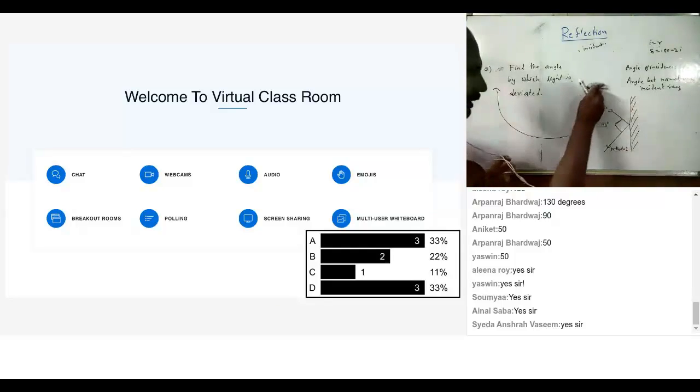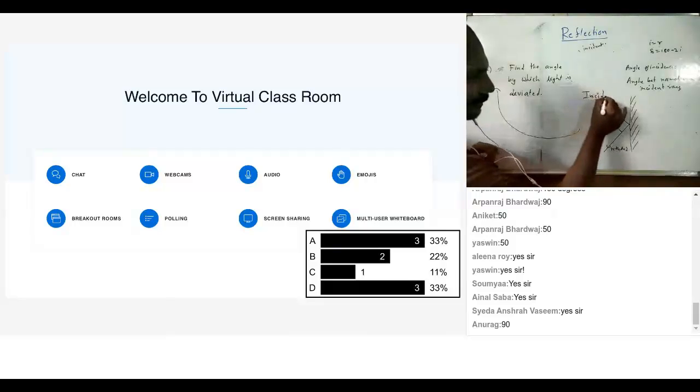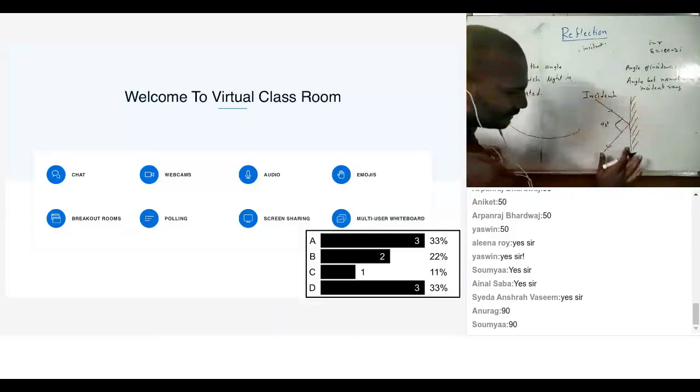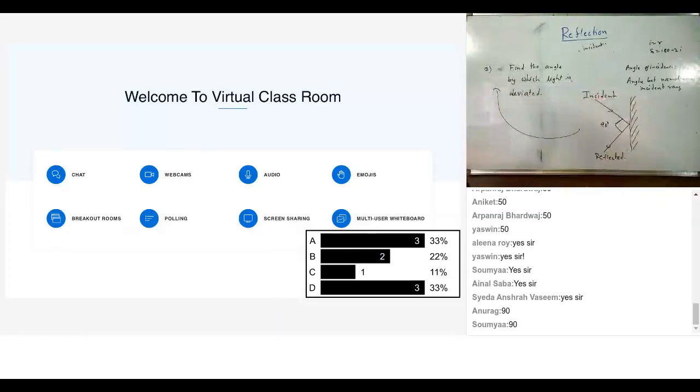I hope it is visible. What I have written here is the incident ray, and this is the reflected ray. What are you required to find? You're required to find the angle by which the ray is deviated. The question is the same: find the angle by which light is deviated.